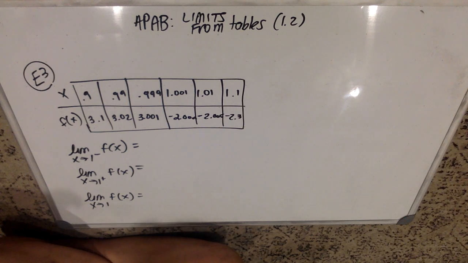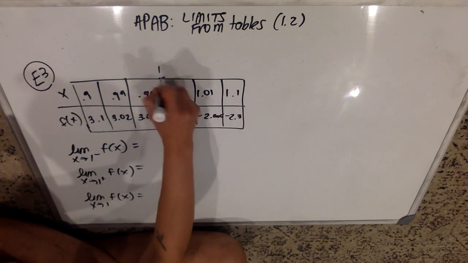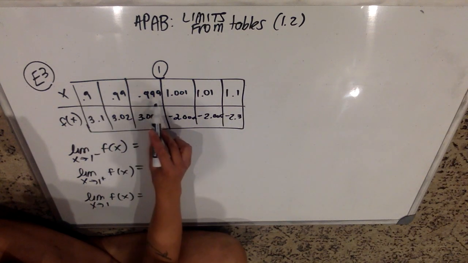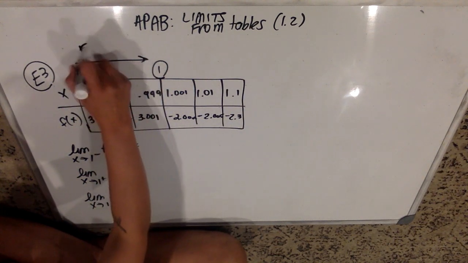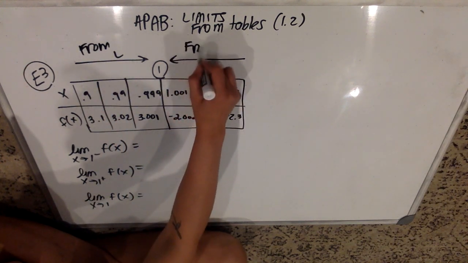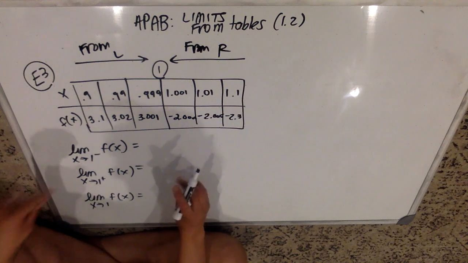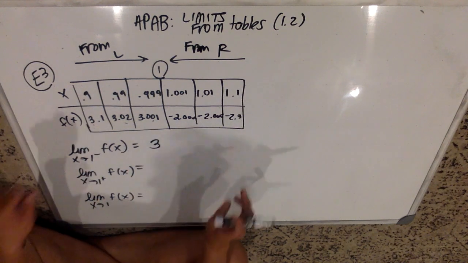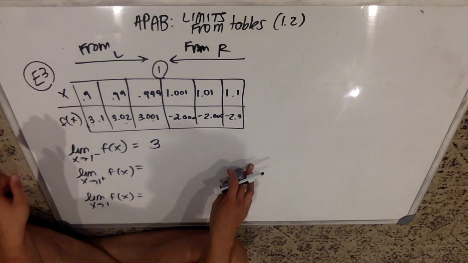So the left-sided limit, we can hopefully agree that this is where 1 would live, right? These numbers are getting closer and closer to 1 from the left-hand side, so this is from the left, and this direction would be from the right. From the left, it would seem that these numbers are getting really close to 3. That's the value I think they are approaching from the left.